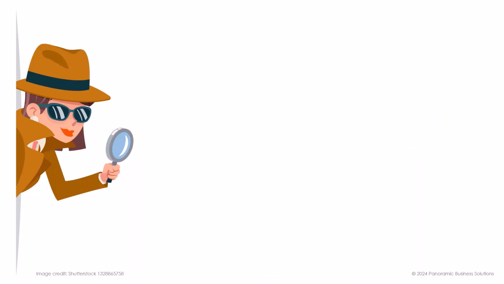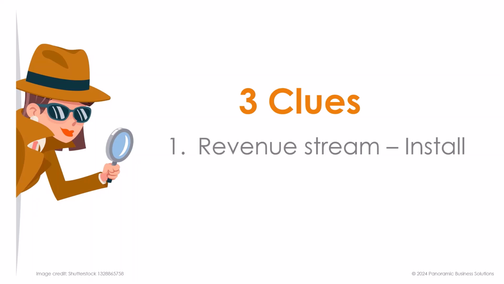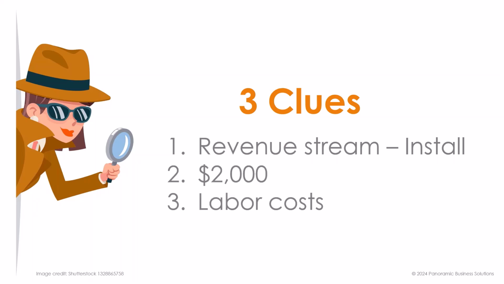The good news is this is totally fixable. I'd love for you to think of yourself as a money detective, and you are searching for the profit leak in your business. So far, we have 3 clues on our missing money case. The first one is we've narrowed down the problem to one specific revenue stream. It's in our install department. We've also identified how much the problem is. We've also narrowed down the problem to direct labor costs.